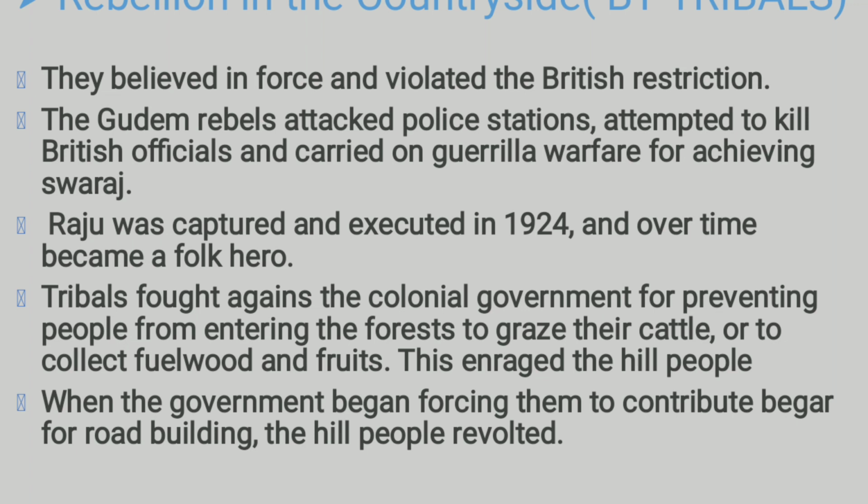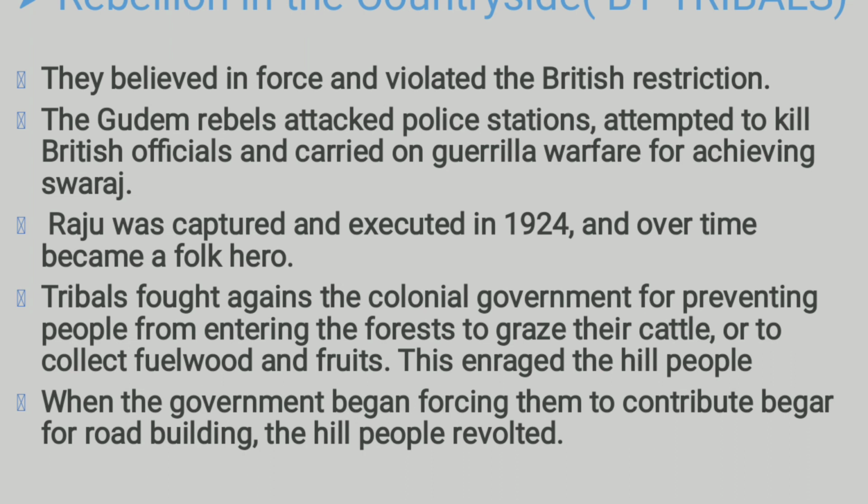Next is rebellion in the countryside by tribals. They also believed in force. I told you, Raju believed in force and did not follow the British restrictions. The Gudem rebels attacked police stations, attempted to kill British officials, and carried on guerrilla warfare for achieving swaraj. They said that for achieving swaraj, we could not go with the non-cooperation movement. We wanted to attack police stations, kill British officers and shoot them. This way, we would get swaraj.